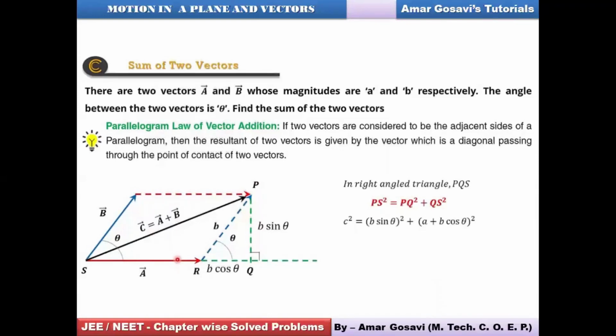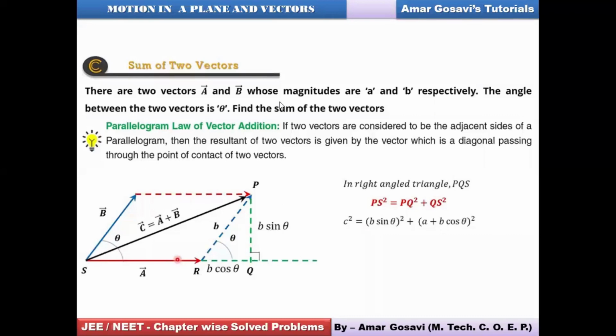Yeah, so to talk about the triangle now, this right angle triangle PQS. Hopefully you are able to locate it. In the diagram, you can see triangle PQS is a right angle triangle. So you can apply Pythagoras theorem here. That gives you PS square, hypotenuse square, is equal to PQ square plus QS square.